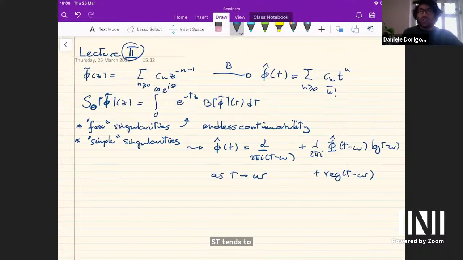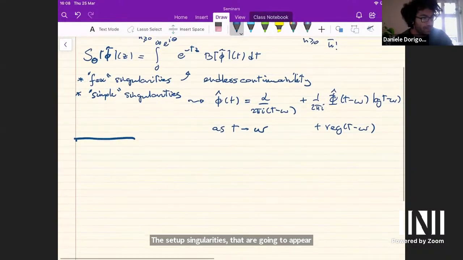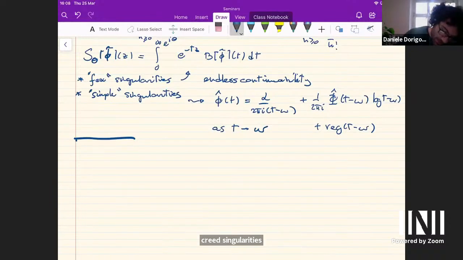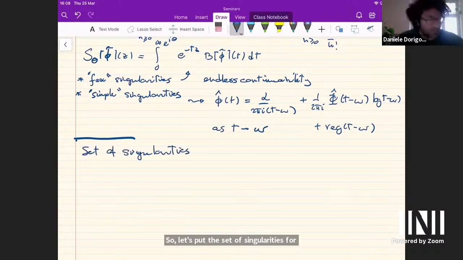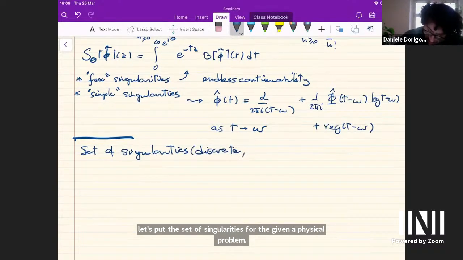Good. So in a generic physical problem, the set of singularities that are going to appear is going to be problem dependent. So for each problem we want to solve, and we've seen many, many examples, there's going to be a bunch of possibly infinite number of discrete singularities. So let's put the set of singularities for the given physical problem. Let me say, well, as we said, it's discrete, but possibly infinite, okay?